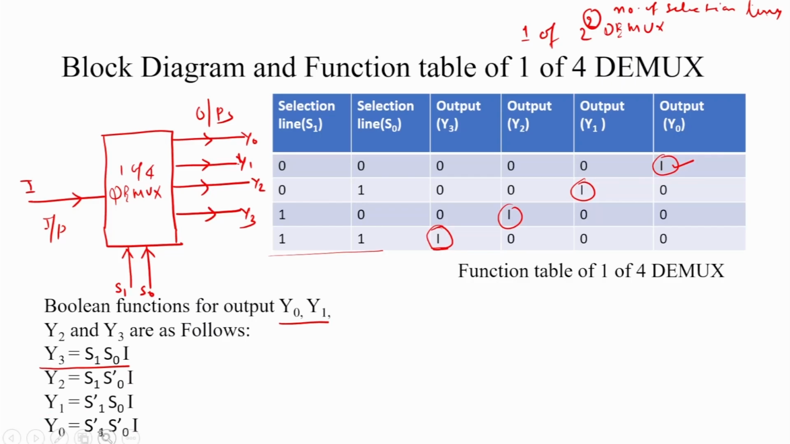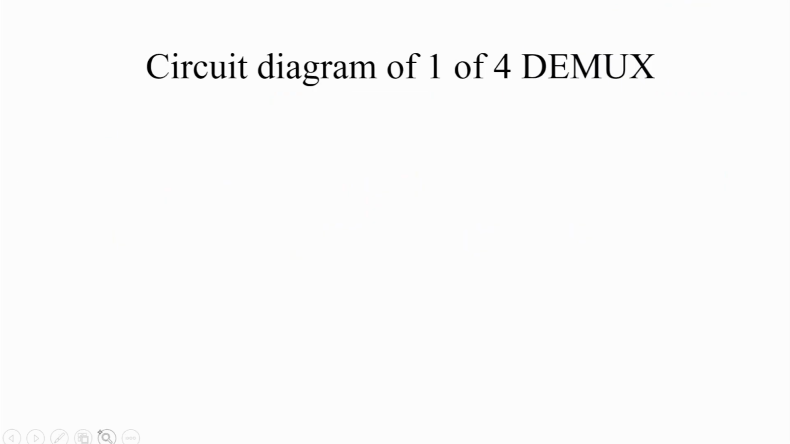So, let us draw the logic diagram or circuit diagram of the 1 of 4 demux. Here the outputs are y0, y1, y2 and y3. y0 is written in terms of S1 complement, S0 complement, and I. Similarly, y1 is S1 complement, S0, I. Similarly, y2 is written as S1, S0 complement, I. And y3 is written as S1, S0, into I.